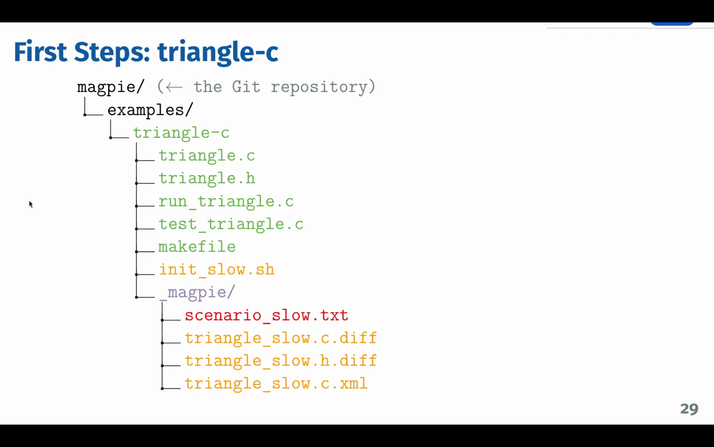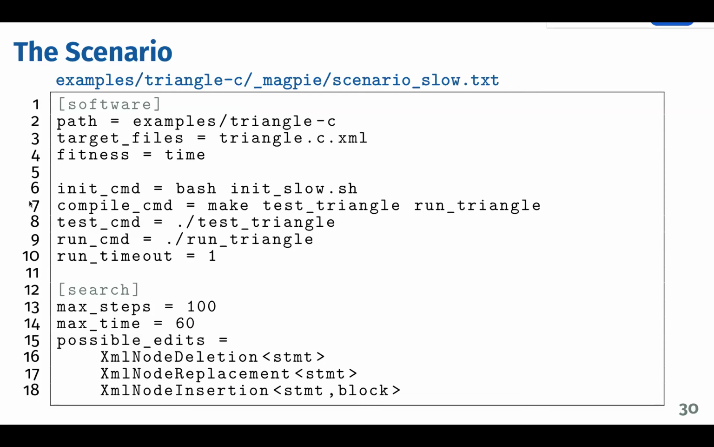And on that example, we have the triangle C software. We have triangle.c, triangle.h for the headers, run triangle for the benchmark, test triangle for the test suite, a Makefile to compile the C software. And we provide one init slow, which is basically to seed the bug, because triangle C does not have a bug. We will introduce one bug, and an XML file so that you can run the example without having SourceML installed.